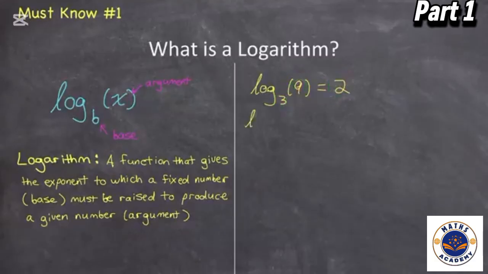Let's try another one. How about log base 2 of 8? That just means what exponent goes on 2 to equal 8. Well, I know 2 to the power of 3 equals 8, so the value of that logarithm is 3.